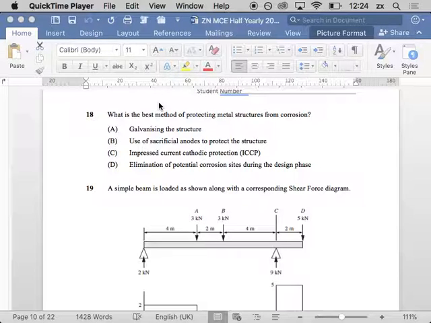Well, for structures we can galvanize them, that's good. We can use sacrificial anodes. When do we typically use sacrificial anodes? Boats, great. We could use ICCP, impressed current cathodic protection. Pipelines is a good answer for that. Yep.